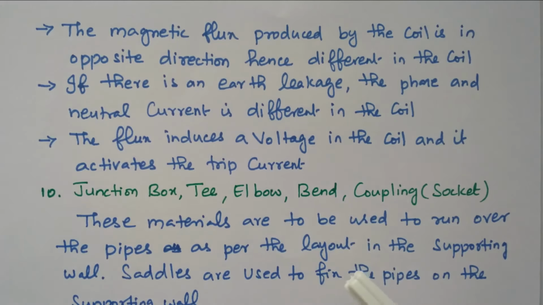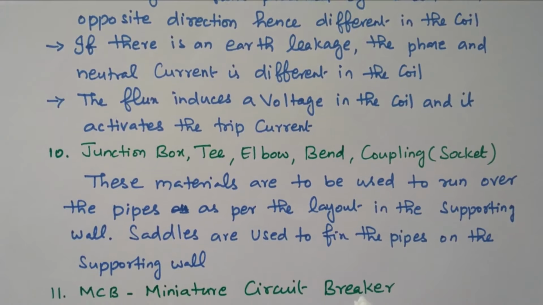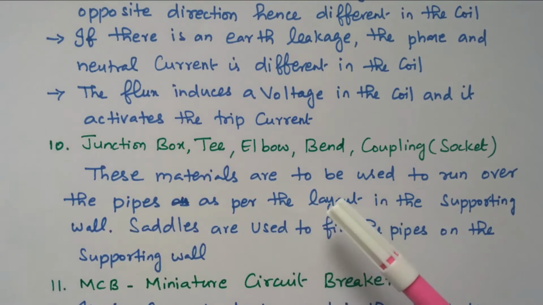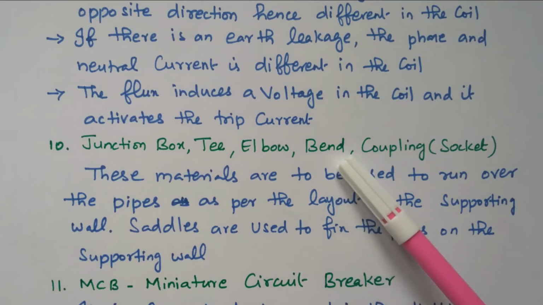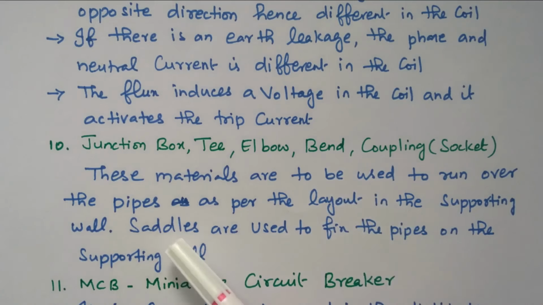Then we will go to the other terms: junction box, T, elbow, bend, couplings. These materials are used to run the pipe as per the layout on the supporting wall. Through this junction box or elbow, the wiring is given. The bend is used when we want to turn the wiring. Saddles are used to fix the pipe on the supporting wall. So these materials are used to run the wires in the ceiling.